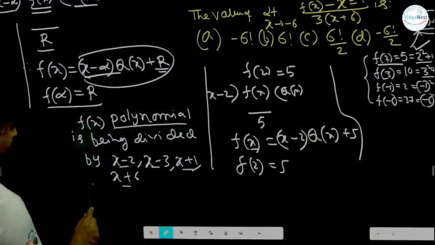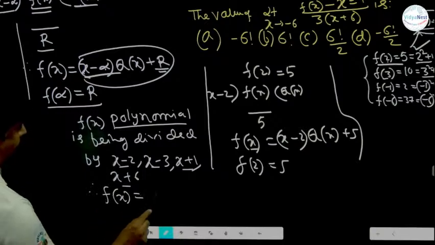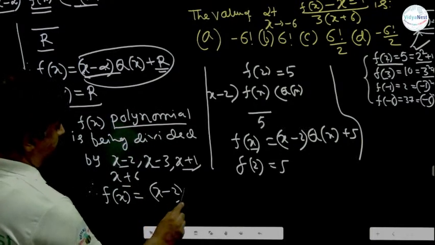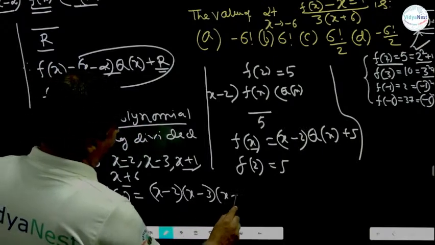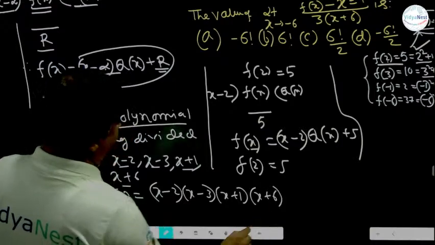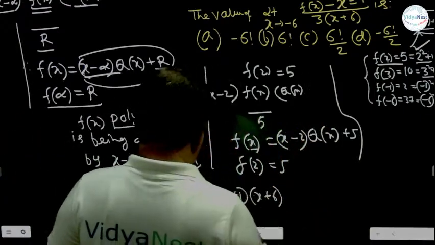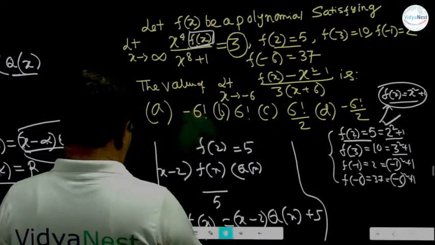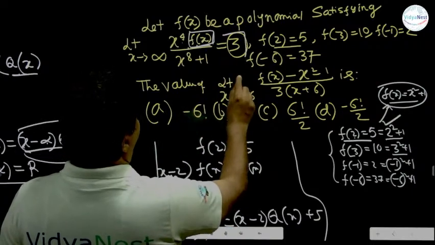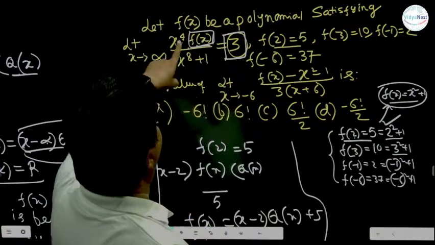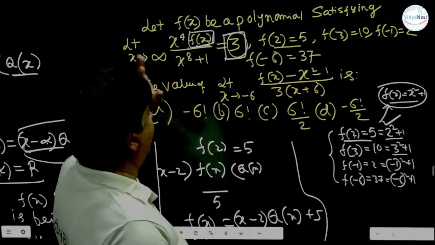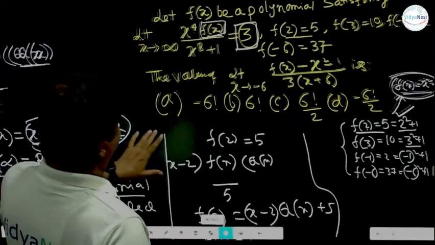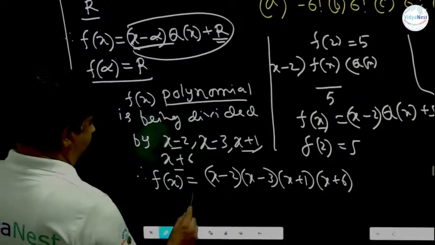So once I get that the f(x) polynomial is being divided by all these factors, I can say, therefore f(x) will be what? All these are divisors. So f(x) will be divided by all of them. Quotient. What was that quotient? Quotient was that value 3, because had the leading coefficient not been 3, I would not have got 3 as the answer. Yes or no? So that is the quotient.